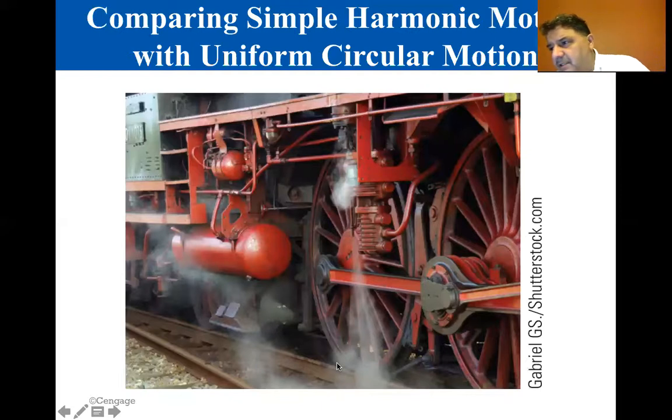Here's an example of simple harmonic motion in the photo of the drive wheel of a locomotive. The rods are connected to a piston that moves back and forth in simple harmonic motion. The rods transform the back and forth motion of the piston into rotational motion of the wheels. A similar mechanism in an automobile engine transforms the back and forth motion of the pistons to rotational motion of the crankshaft.